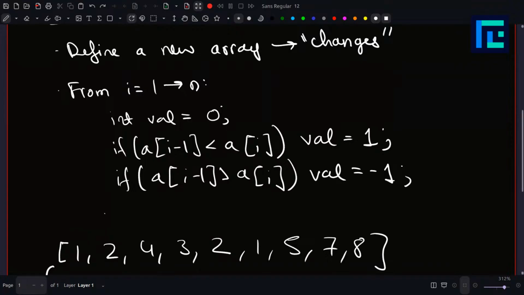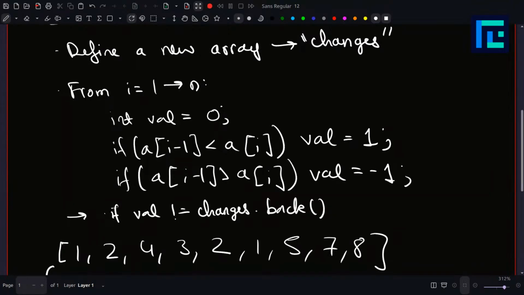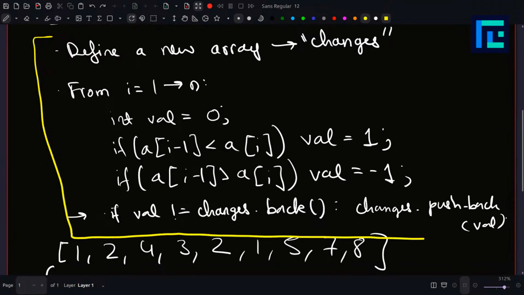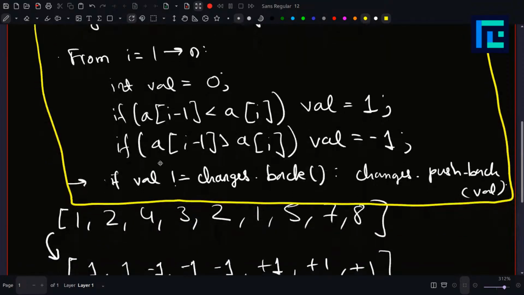So if value is not equal to changes dot back, we push this value into changes. So changes dot push back this value. Fine. So let me just show how the changes array is defined, and pay close attention to this, because in problem 4 again we use the same idea to solve it. And I think it's a pretty versatile idea.